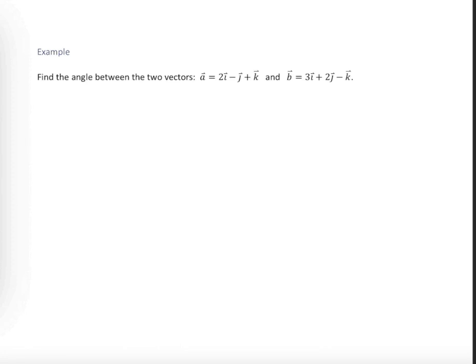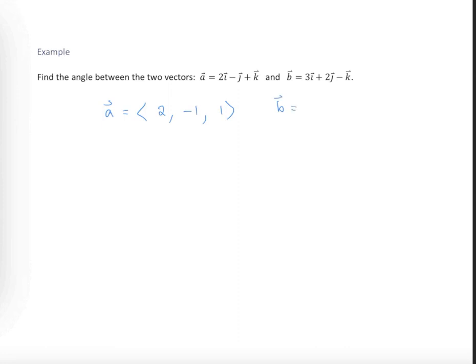Here's an example of algebraically finding the angle in between two vectors. These two vectors are given in component form. We could also write these two vectors as position vectors, being just the 2 component, the -1 is the j component, and +1 is the k component.